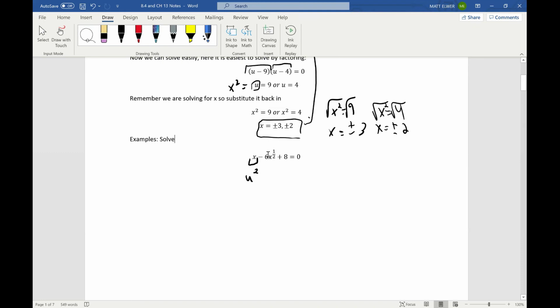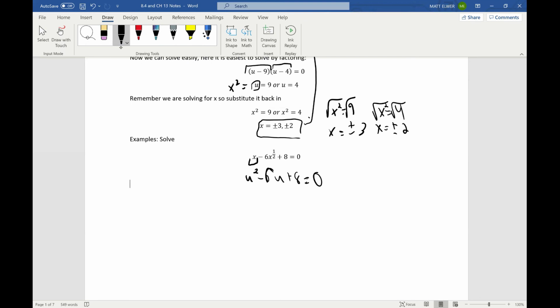Okay, there we go. And we want to make the second part into minus 6u plus 8 equals 0, right? So we have it in this quadratic form. So the question is, what substitution can we use to make this work, right?